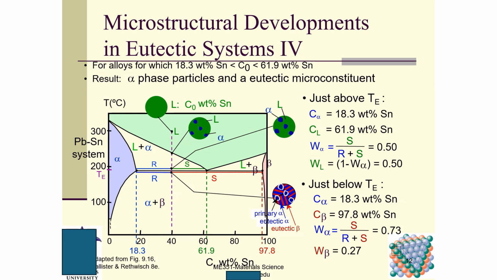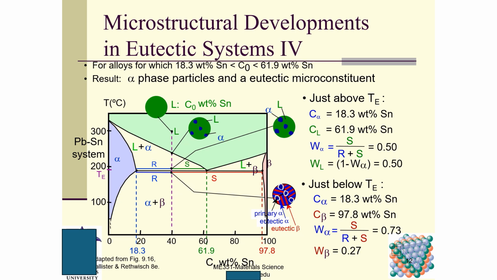However, for this liquid here, it will become alpha and beta, so these are alpha beta alternating layers. For this one, the alpha is called eutectic alpha, and here will be eutectic beta. Please note that primary alpha and eutectic alpha are different. Do you have a sense?